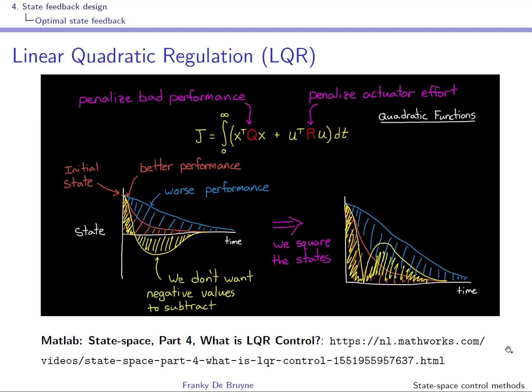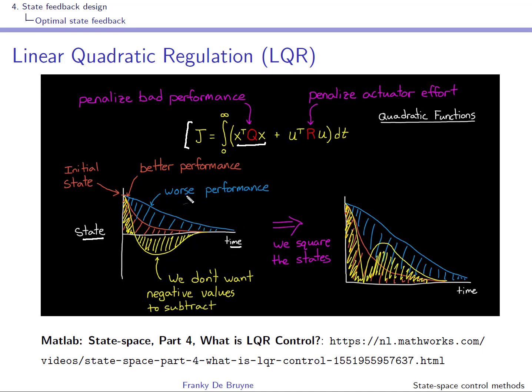So what is the idea behind the cost that is shown over here? Well, I've taken this slide from a Matlab video course. This is part 4, what is LQR control. So you can have a look. There are other parts also really dedicated to other topics of state space control. But as said over here, and as we have said before, this term is really penalizing bad performance, and we want the state to go to 0 as fast as possible. Here you have the evolution of the state with respect to time.